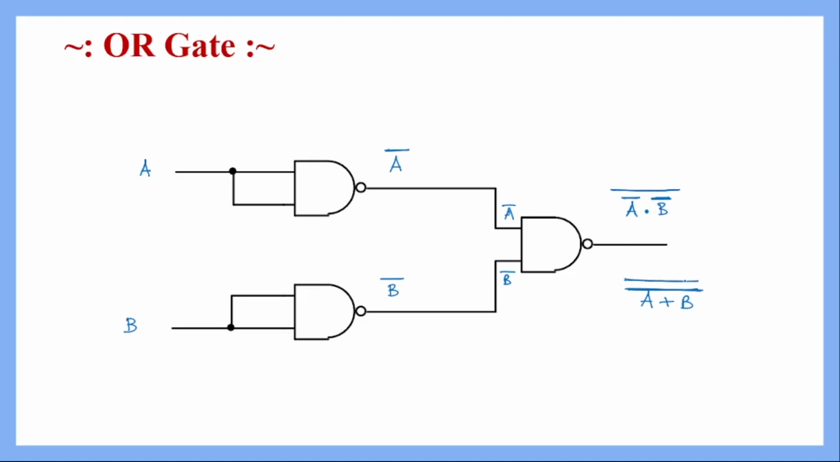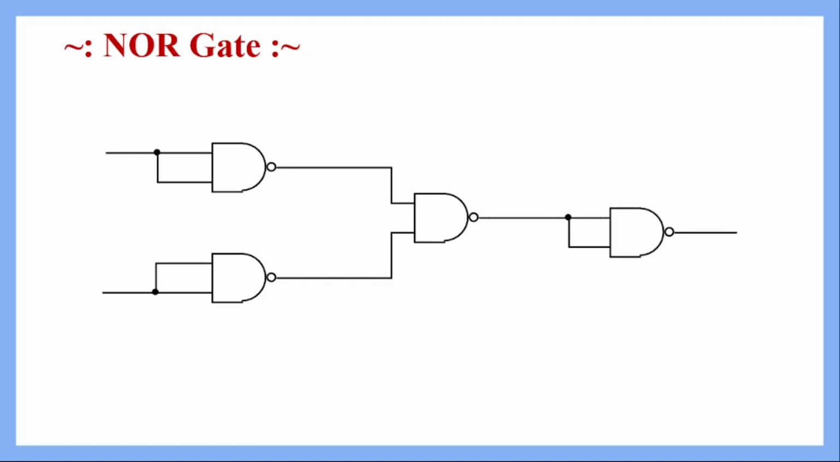So this way, the output of this whole circuit has double complements, and double complements cancel each other. So finally a plus b will remain as the output of this whole circuit, and a plus b means the OR operation between a and b.